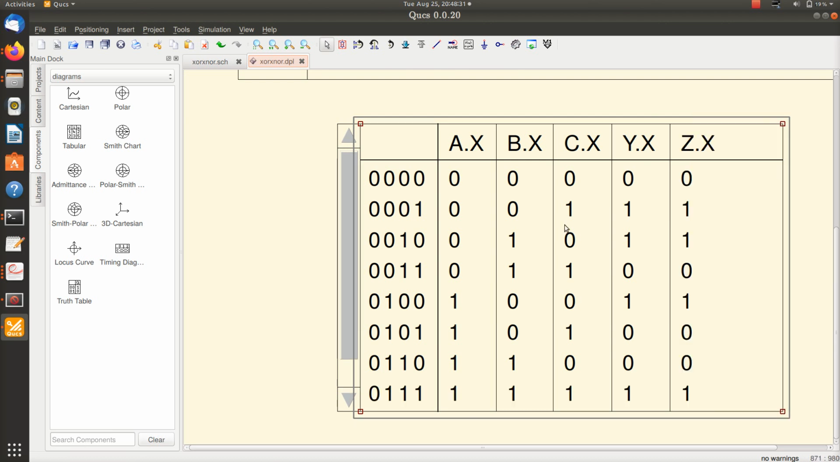These are my ABC inputs. This is 0 0 0, 0 0 1, 0 1 0, 0 1 1, 1 0 0, 1 0 1, 1 1 0, 1 1 1. So all available patterns of ABC are available here. If you see, this is a 3 input XOR, that is 0, 1, 1, 0, 1, 0, 0, 1, and this is 0, 1, 1, 0, 1, 0, 0, 1. Now I have demonstrated that the two are equal.